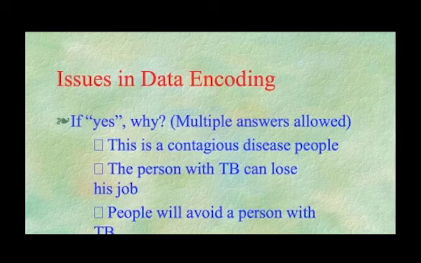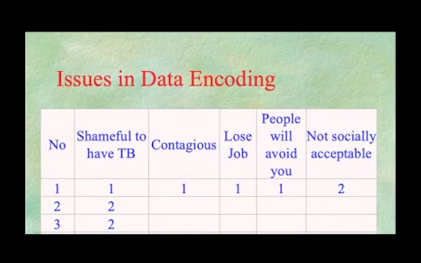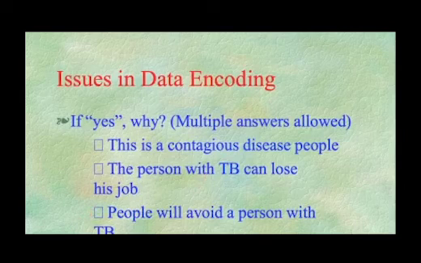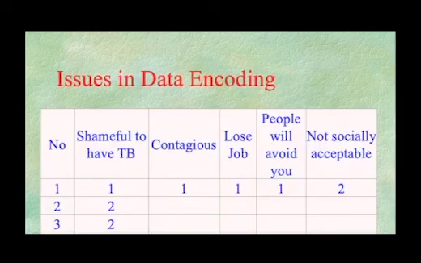Now, if you have this question, why, and multiple answers are allowed, meaning it is not mutually exclusive, you can have multiple answers. Then each option should be a column. So this one is one column, another column, another column, another column when you encode that in Excel. So let's try to look at it in Excel.